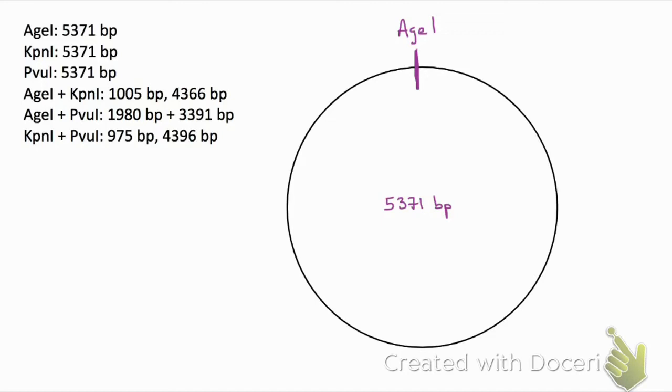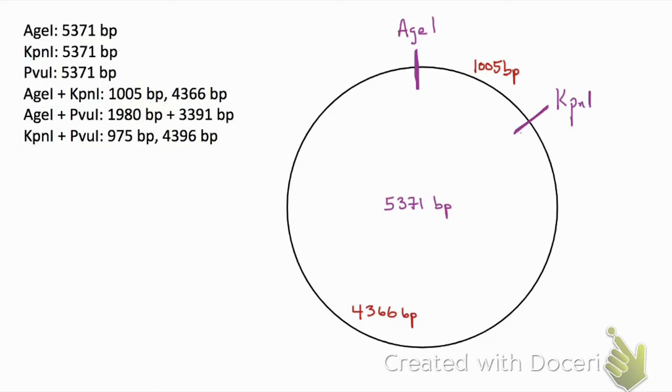So now we need to start mapping the location of these restriction enzymes in relationship to one another. So let's take a look first at AGE1 and KPN1. When we map out these two, we know that they're going to generate two fragments. So a digest with both AGE1 and KPN1 would produce fragments of 1,005 base pairs and 4,366 base pairs. This is pretty easy to figure out, but where we begin to have some challenges is figuring out where PVU1 is in relationship to these two restriction enzymes.